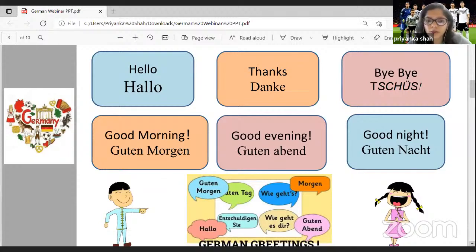Then how to say good morning? Good morning is guten morgen. Good evening is guten abend. And good night is gute nacht. It is not guten, there's a spelling mistake from my end. It is gute nacht. There is no N at the end for nacht. So guten morgen, guten abend, gute nacht.